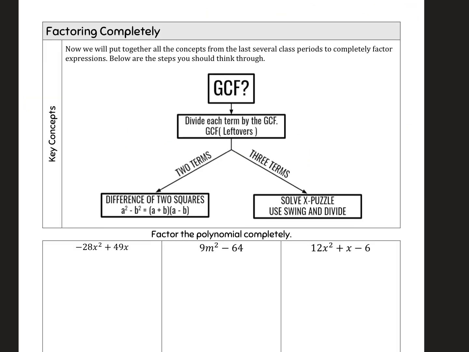So factoring completely. Now we will put together all the concepts from the last several class periods to completely factor expressions. Below are the steps you should think of. The first thing you want to check is if there's a greatest common factor between all the terms. Then, if there is a greatest common factor, you want to divide each term by the GCF. That's what we did the very first class period. If there are two terms, then you want to check to see if it's a difference of two squares. If there are three terms, then you solve it with the exposal using swing and divide.